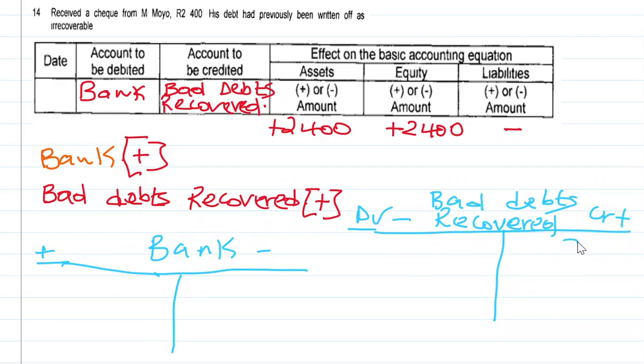Now we're gonna have 2,400. Then you're gonna have 2,400. This is the bad debts recovered. This is bank. Then you are done with this transaction. It was not difficult at all. It was not challenging. Let's go to another transaction again.